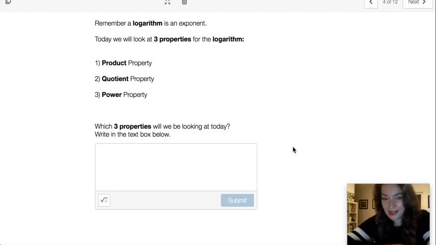Hi everyone. I'm going to review 3 log properties today. The first one we have seen is called the product property. The second one we have seen is the quotient property, and the third one, the power property. So let's take a look at all 3 of them. What would the product property be?